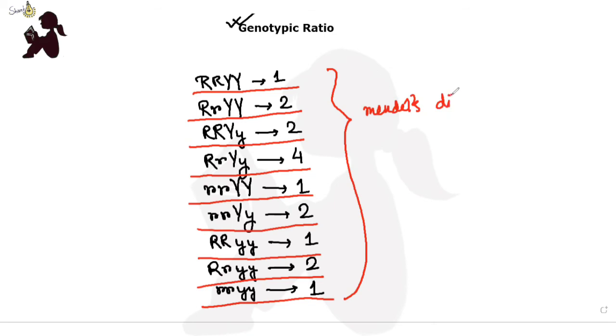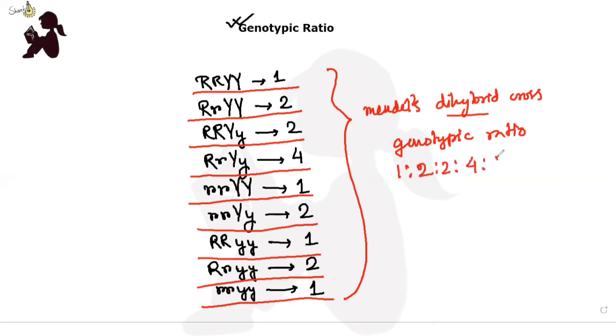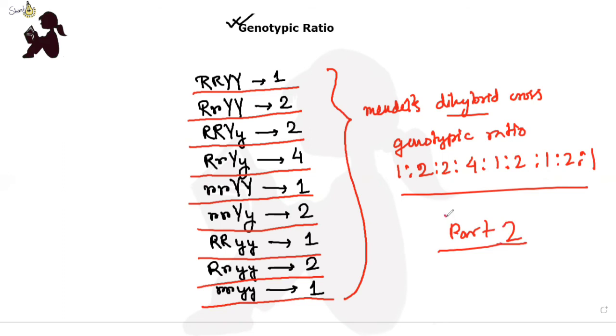So the dihybrid cross represents the genotypic ratio of 1:2:4:1:2:1:2:1. This is all about part 2 of principle of inheritance and variation. We will see the exceptions of Mendel's law and the chromosomal theory in our next class. Thanks for watching.